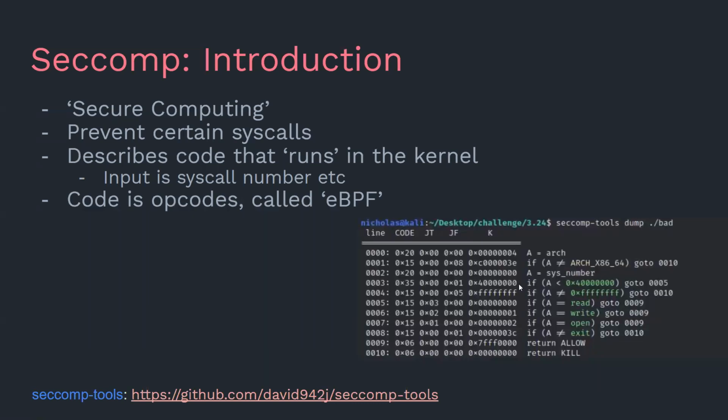You get a syscall number. If the syscall number is below this number, go to 5, which is when you check whether it's read or write or open. And all of these go to 009, right? And 009 is allow. So this one means you can read, write, or open.